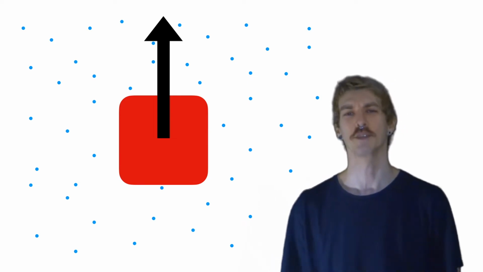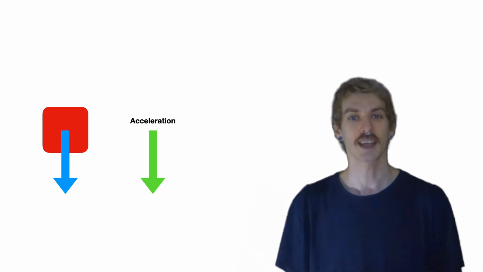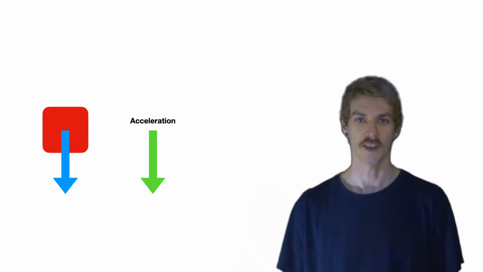So what does that have to do with terminal velocity? Okay, well, let's imagine we drop an object from the top of a really tall building. First of all, the only force acting on it is its weight, pulling it downwards because of gravity. So if the only force is acting downwards, that means it's going to accelerate downwards. It's going to get faster in the downwards direction.